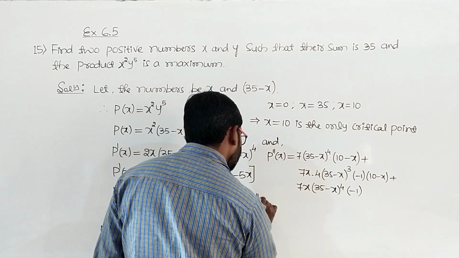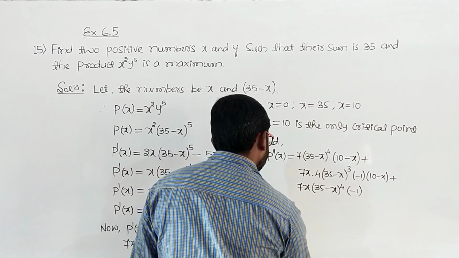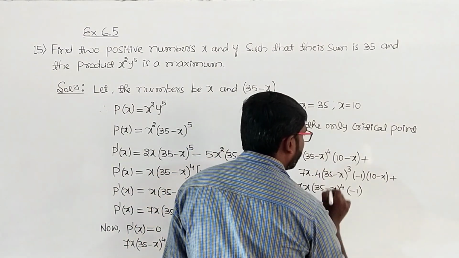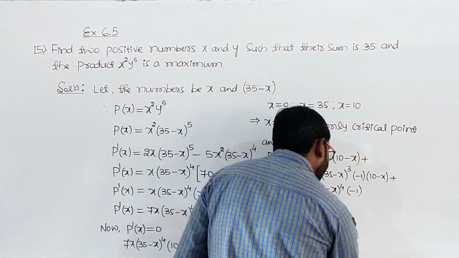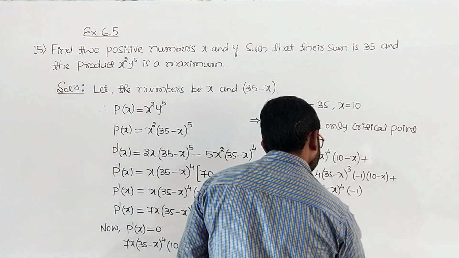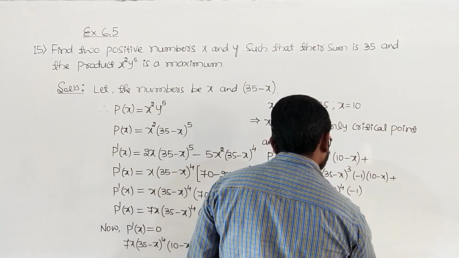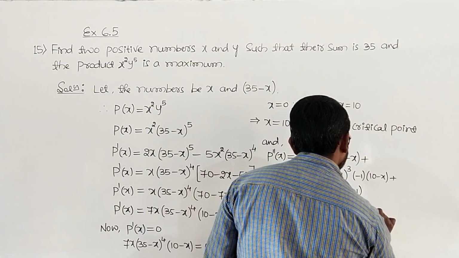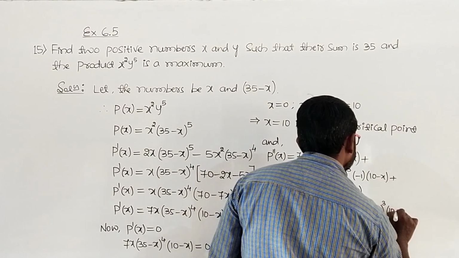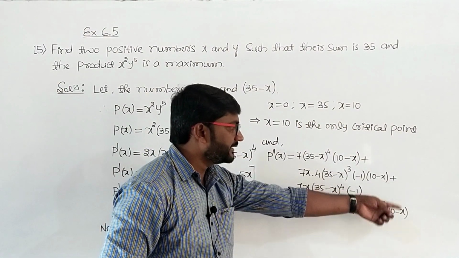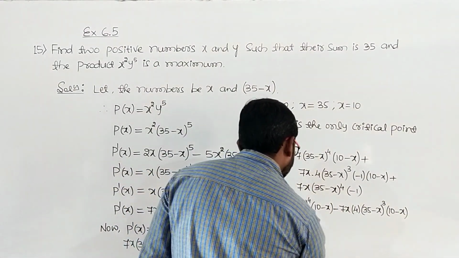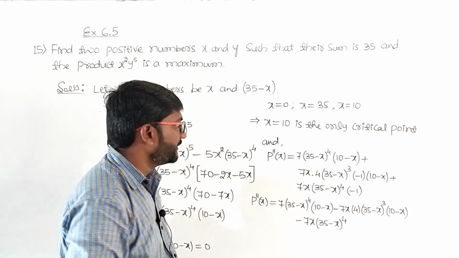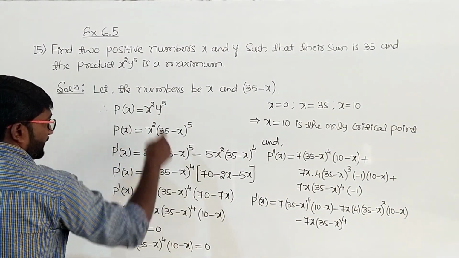So p double dash of x equals 7 times 35 minus x to the power 4 into 10 minus x, and then here you have the minus sign. Minus into plus will be minus, so I'll be getting a minus sign here. Then rearrange the terms: minus 7x into 4 into 35 minus x the whole cube into 10 minus x. Again minus 1 into plus is minus, so I'll write minus here. Then we are left with 7x into 35 minus x to the power 4. Since we don't have much space till here, I will continue with this.